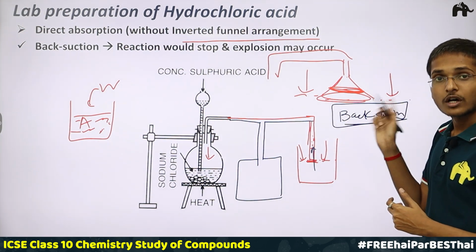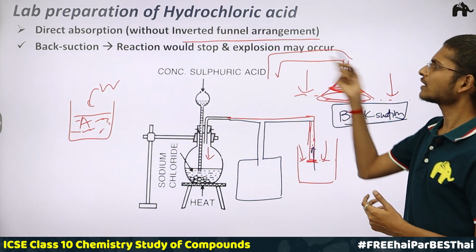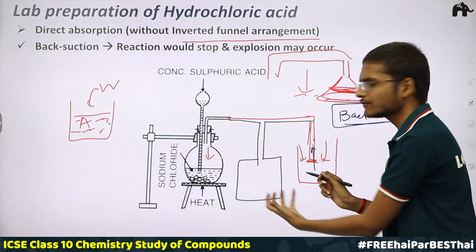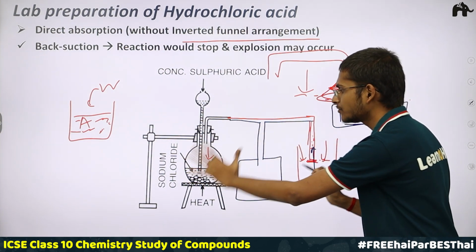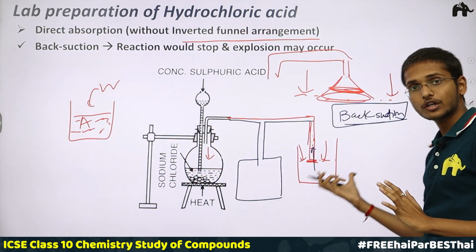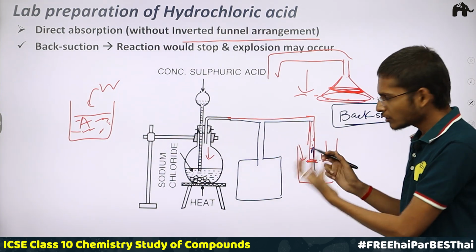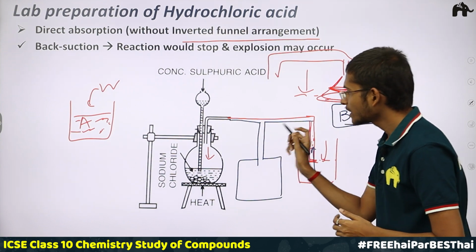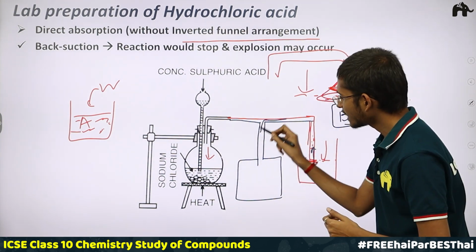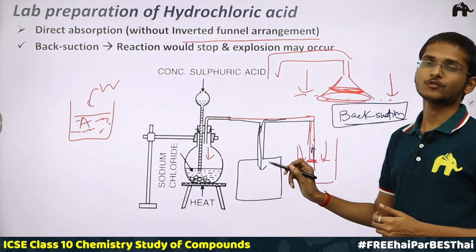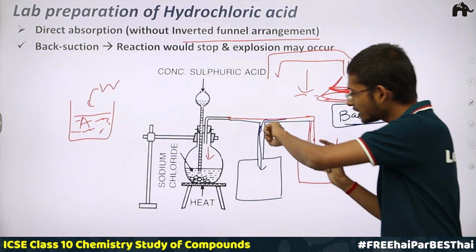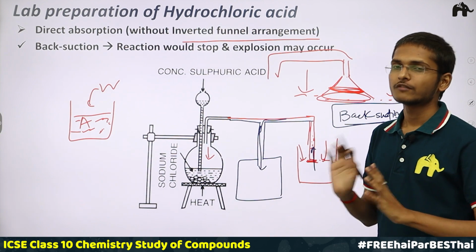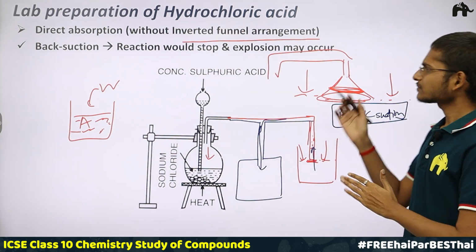And if we want to avoid this back suction and we are not having any inverted funnel, then we can take another flask and attach it between the generating flask and the water trough. What would happen is, if at all the water enters the delivery tube, it won't reach the generating flask. It has to fill this flask first. So the entrance of water in the generating flask would be avoided and the accident would be avoided, which is very dangerous. Clear?